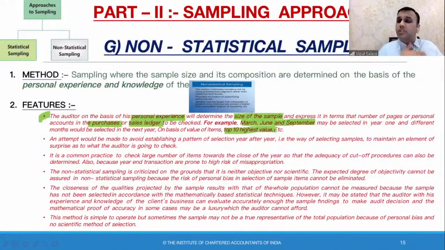So we just establish a trend. We try to fit in a trend. An attempt would be made to avoid establishing a pattern. So the trend we are trying to fit in, it goes on changing every year. It should not be the same. So it says it should avoid establishing a pattern, the same trend of selection year after year. That is the way of selecting samples to maintain an element of surprise.